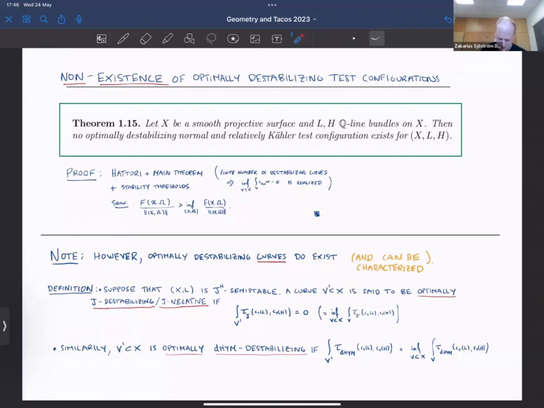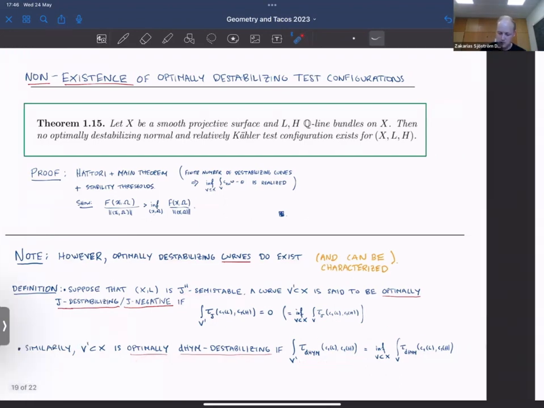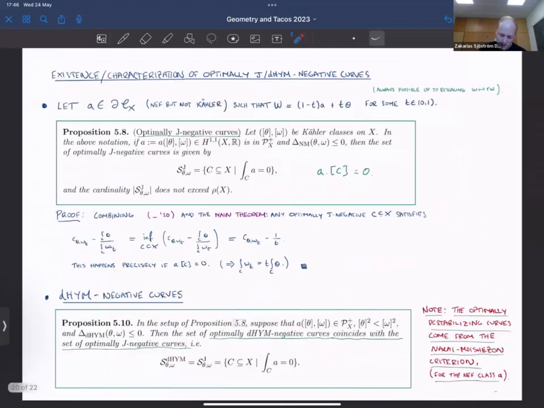We can do this more generally, but suppose for simplicity that we are J-semistable. A curve is said to be optimally destabilizing, so J-destabilizing or J-negative, which is the word we use in our paper, if this integral is equal to its infimum, which is exactly 0 because we are semistable. And similarly for the dim equation, we say that we are optimally dim-destabilizing if this integral is equal to its infimum. And then we can actually characterize this.